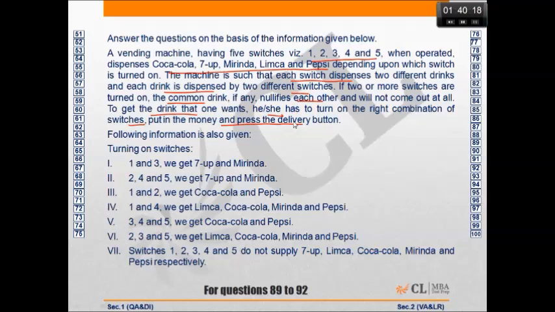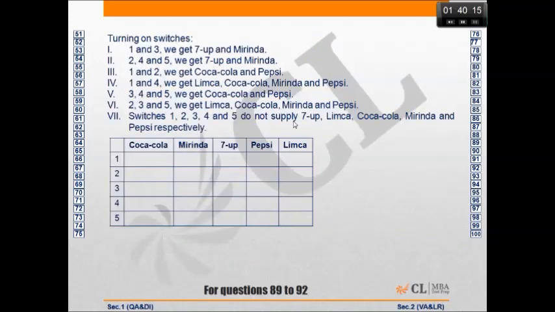Then we have the additional information. Okay, let's go and solve it. Each drink will come from two switches and each switch will give us two drinks, and the common drink, if any, gets cancelled out. With 1 and 3, we get 7 Up and Miranda. That means one of them will give us 7 Up, one of them will give us Miranda. So let me write it down: 7 Up slash Miranda.